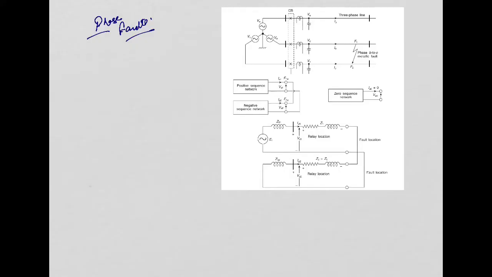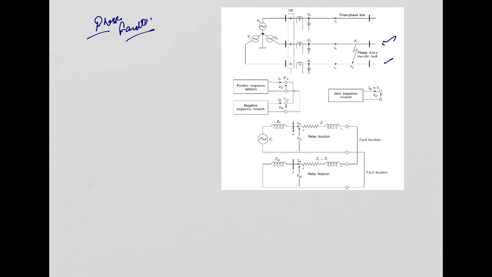Now let us consider a diagram, and let us consider the phase fault. In this case, let us consider a phase B to C fault. That is, there is a B to C fault, and now the question arises: what combination of the voltage and the current, when fed to the distance measuring unit, will measure the positive sequence impedance between the relay location and the fault point?